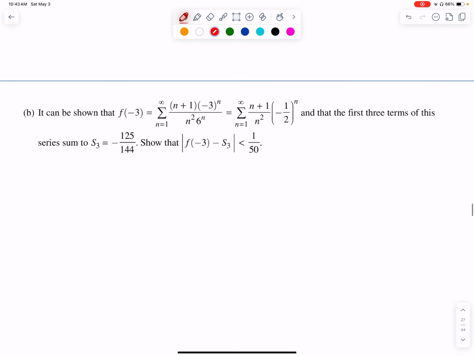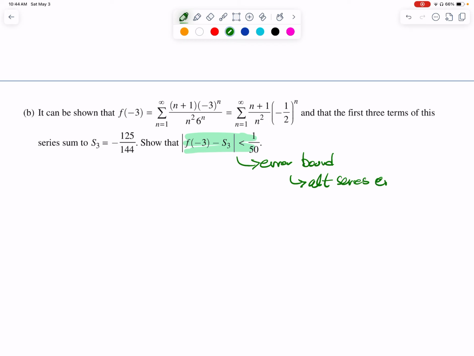And then let's look at B. It can be shown that f of negative 3 is equal to this business, which reduces to this other business right here. And the first three terms of this series sum to S of 3 is equal to negative 1 over 125 over 144, and show that, guess what this is? This is an error bound. And you have two choices when it comes to an error bound. One of them's easy, one of them is less easy. Guess what? This one is the easy one. This one is the alternating series error bound. How do I know that?